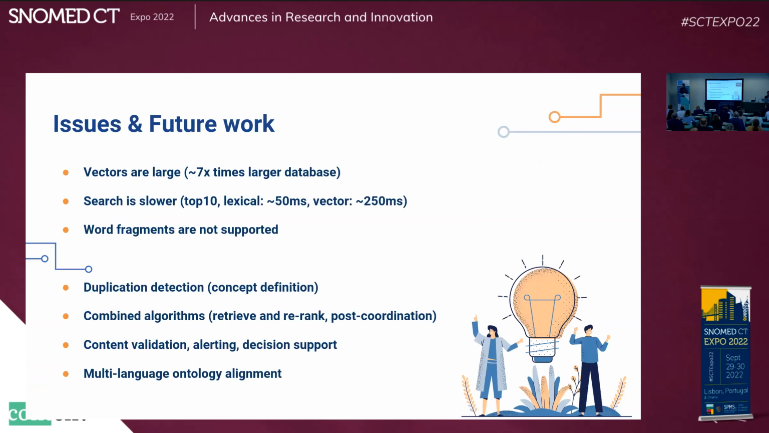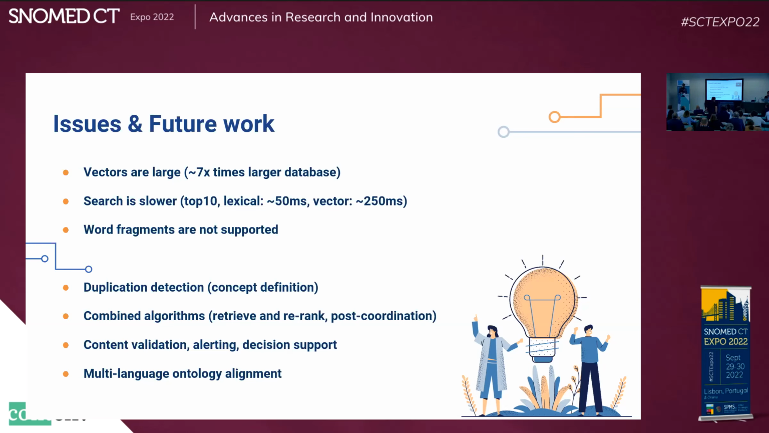There are issues though, so it's not all butter and bread and whatnot. So vectors are large. These numbers require space. We have seen that our database grew 7 times bigger, search became slower, and word fragments are not supported. So you have to put whole words in it so the AI can understand that. There are problems with acronyms and things like that. So that's the usual thing.